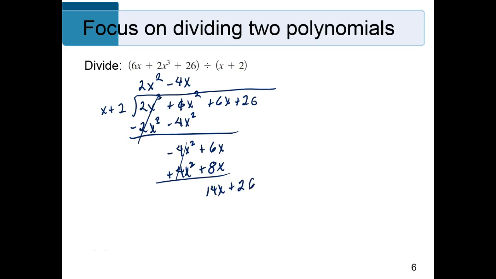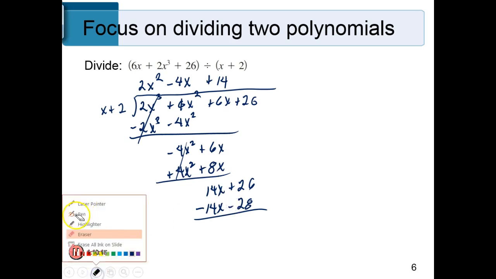Okay? Then what do we do? Divide. X will go into 14x how many times? 14 times. Plus 14. And then you do what? Multiply. 14 times x is 14x. And 14 times 2 is 28. Okay? And then I like to change signs and add. So I'll change that to a minus and change this to a minus.